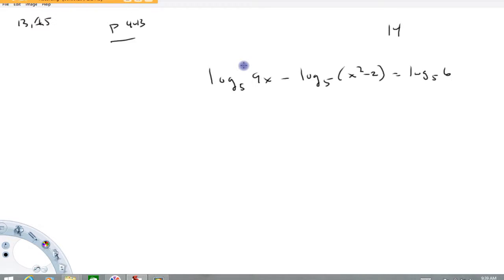And the first thing I would suggest is that we try to get this into one logarithm. I mean, there's a lot of stuff going on in that problem. So let's probably start by grouping things together. So we're going to have log base 5 of 9x minus log base 5 of x squared minus 2 minus log base 5 of 6 equals 0.